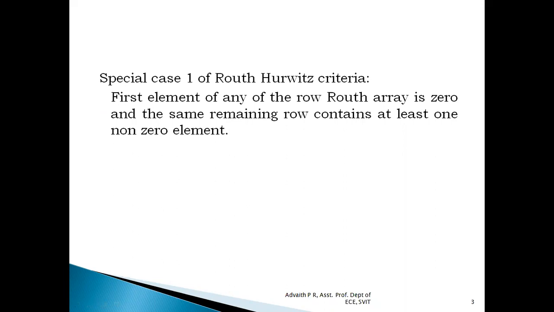If the first element of any row of the Routh array is 0 and the remaining row elements contain at least one non-zero element, then that case is called special case 1. I'll repeat once more. The first element of any row of the Routh array is 0 and the same row contains at least one non-zero element, then that case is called special case 1 of Hurwitz criteria.